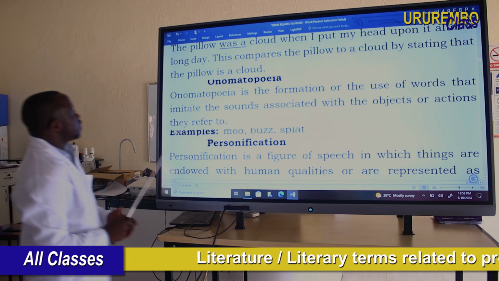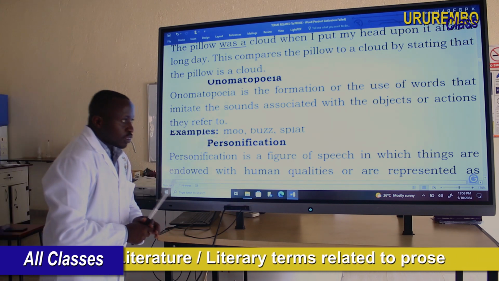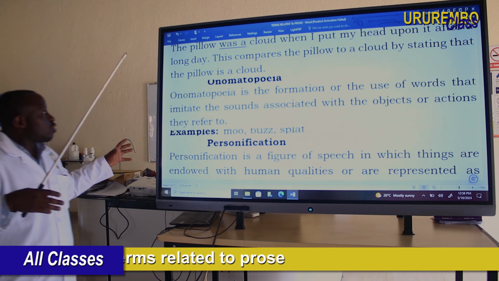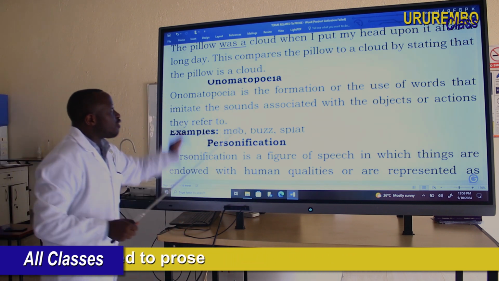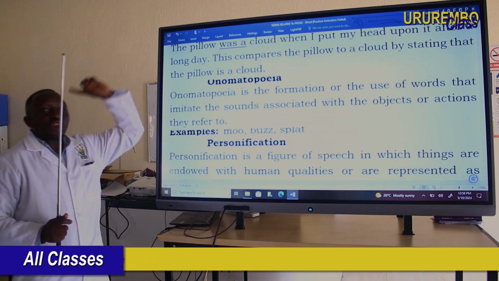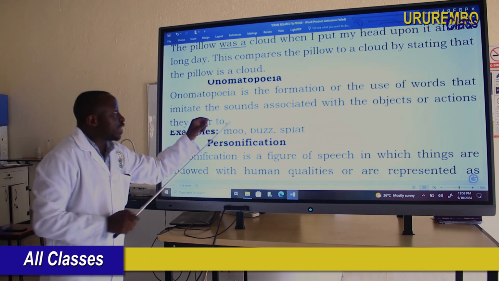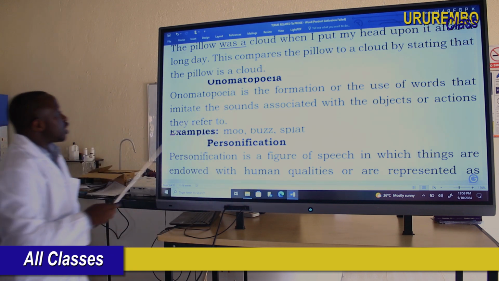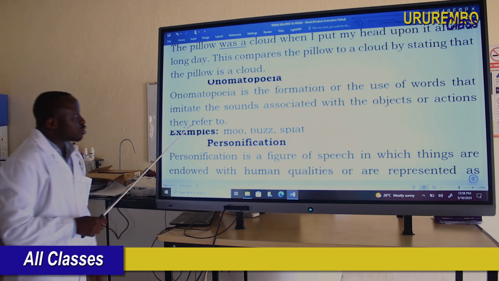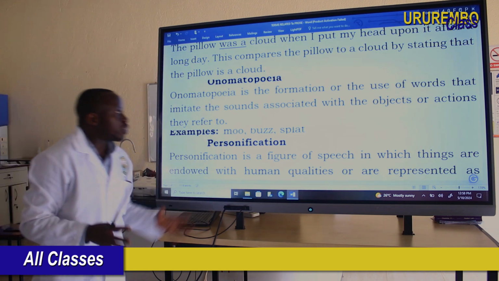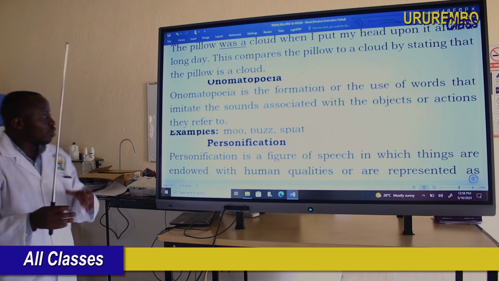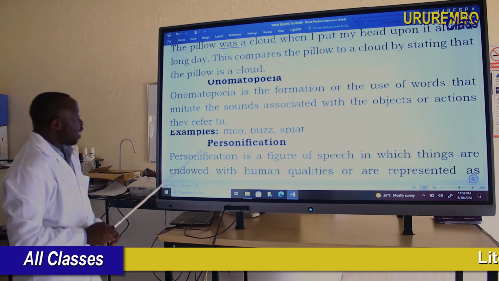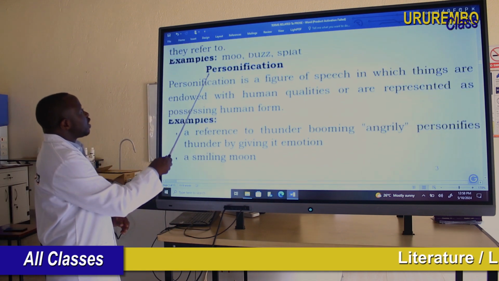So, dear student, we also have another term. This term is used in both prose and poetry, the reason why it is coming again. You have seen this term also in poetry, but it comes again in prose. Don't worry, it is used in both genres of literature. So onomatopoeia, I said, is the word that imitates sounds, like moo, like cow, etc.